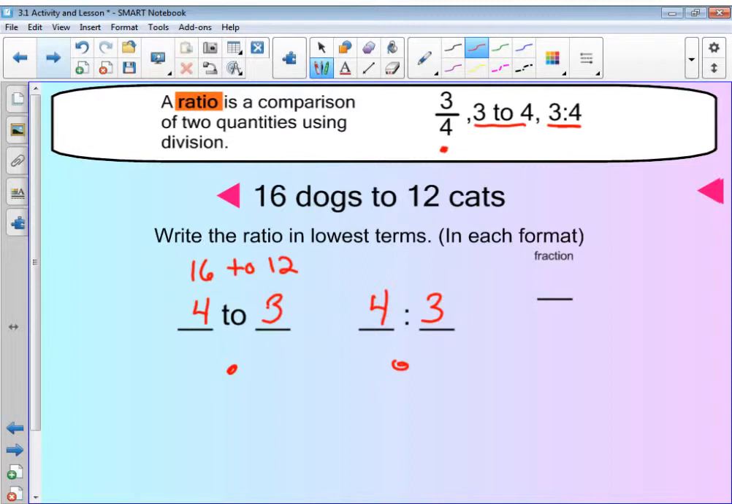And if I'm going to do the fraction, left to right is top to bottom, so my fraction would look like this, 4 to 3. And I would leave that as an improper fraction when I'm working with a rate or a ratio.